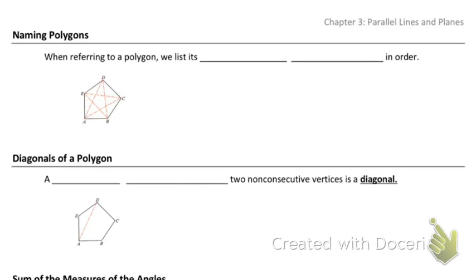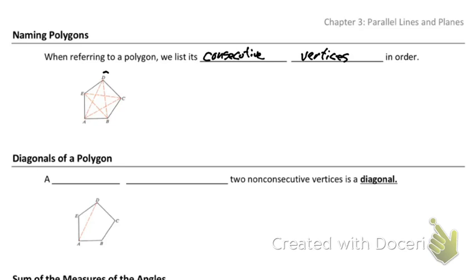All right, when referring to a polygon, we are going to list things in a specific order. We're going to list consecutive vertices in order. What I mean by that is you're going to pick a starting point, and then you're going to work around either clockwise or counterclockwise, naming everything in order.